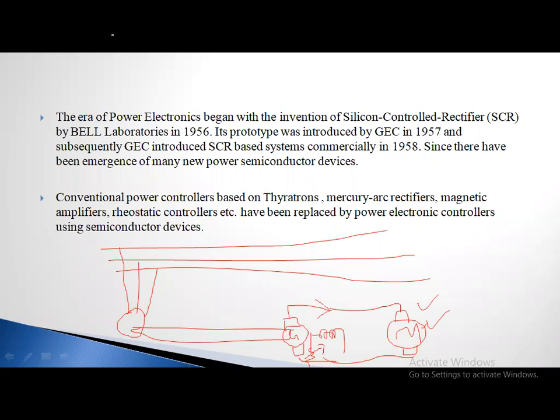Simply, we are having one DC motor, clear, and we are having the AC supply. We are having the AC supply, and using the power electronic converter, we can convert it to DC. This is simple, right? Which one is the supply? AC. Which one is our motor?